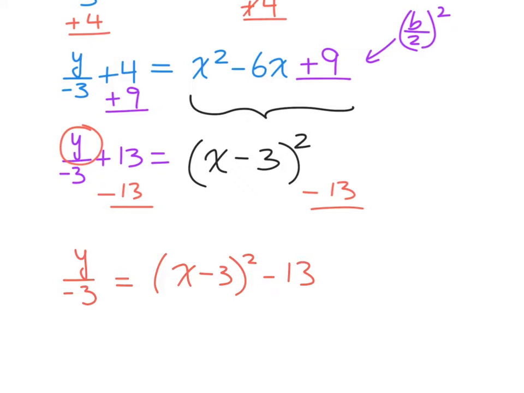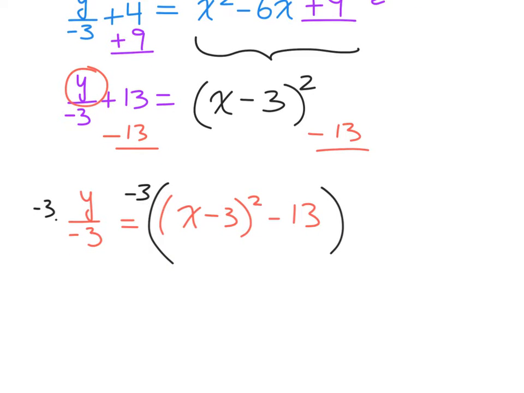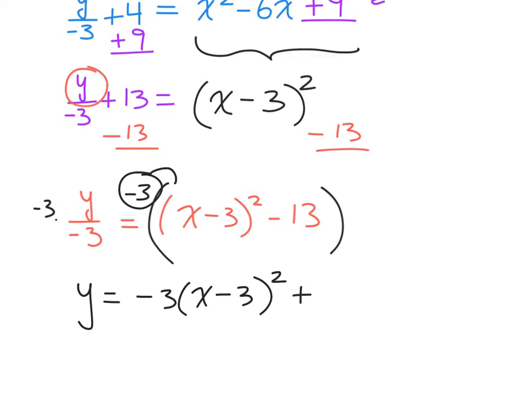And then I'm going to multiply both sides by a -3. So I'll just write it like this, and just run through with that -3. So we're looking at y equals -3 times x minus 3 squared plus, because we're taking that -3 and it's going to the binomial and it's also going to the -13, giving us a 39.